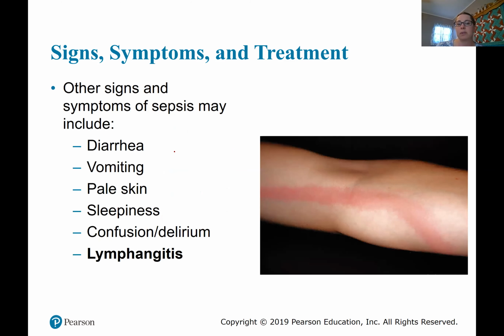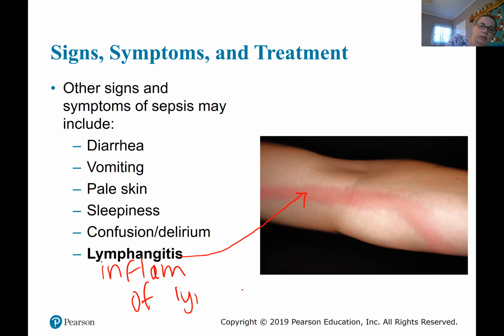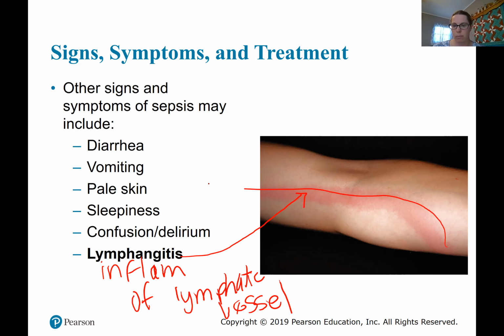Some other signs and symptoms that may be included in the diagnosis: diarrhea, vomiting, your skin may be pale, tiredness, confusion, and then lymphangitis, which is this here, those red streaks, and that is basically inflammation of a lymphatic vessel. Okay, so if the sepsis involves the lymphatic system, you may have those red streaks there, and this is the path of a lymphatic vessel through the arm.